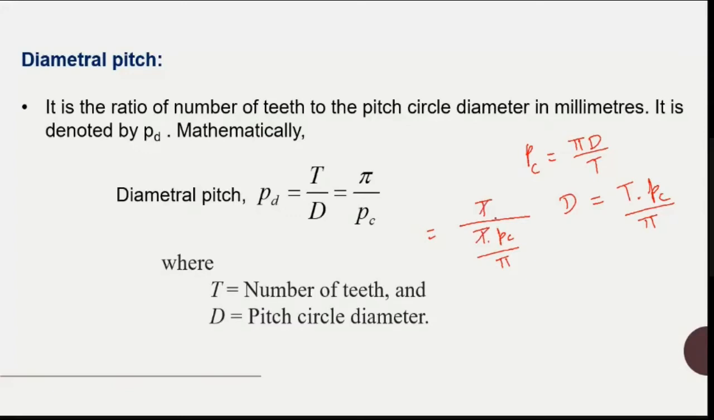So the t gets cancelled, and you get a different formula, which is pi by pc. This formula is related to circular pitch, whereas the other one is with respect to your teeth and your diameter. You can use either formula, depending on the situation. So diametrical pitch is the number of teeth divided by the pitch circle diameter.